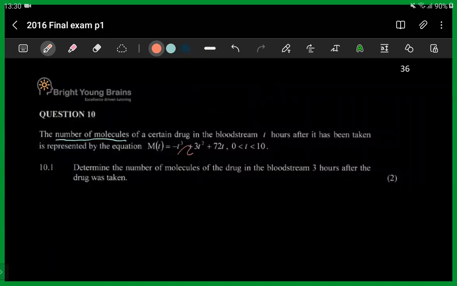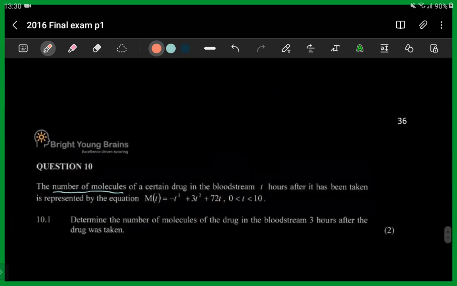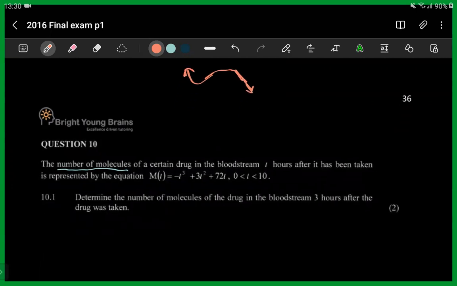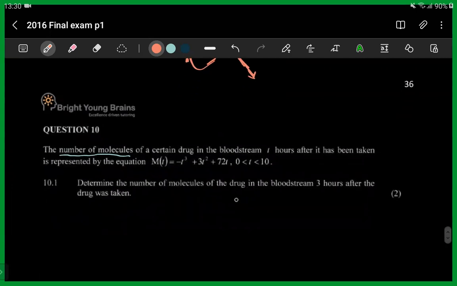Now you have to remember this represents a cubic graph. It literally represents a cubic graph. So logically speaking, we would be expecting a graph that looks something like this. The molecules go down, up, and then they eventually just go down indefinitely. But then it says here, determine the number of molecules of the drug in the bloodstream 3 hours after the drug was taken.